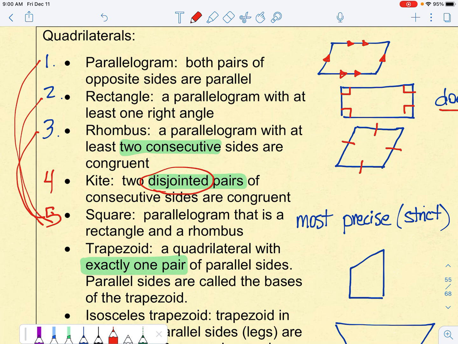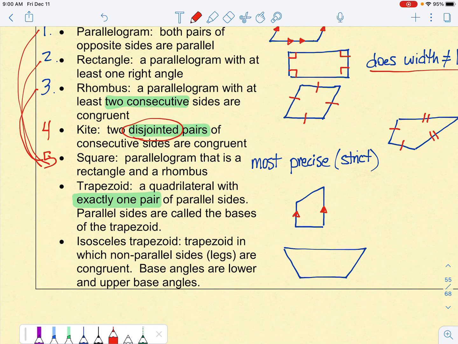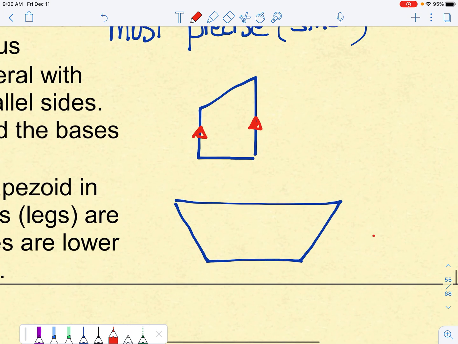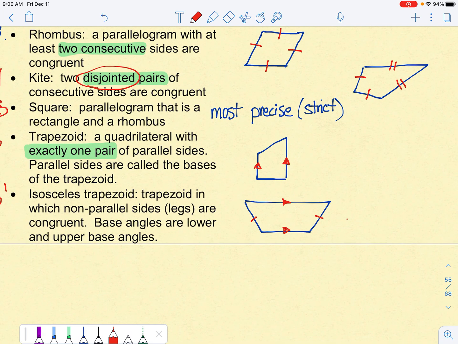Trapezoid. Exactly, yes? Exactly 1 pair. You can't have 2 pairs. So here are my pair of parallel sides. Trapezoid. And then finally we have, you can think of this as not item 7, but 6 prime, an isosceles trapezoid. In an isosceles trapezoid, we have not only the pair of parallel sides, but then the other sides are congruent. All right? And then we refer to the bottom angles as the base angles. So here's the base angles, and here are the upper base angles.